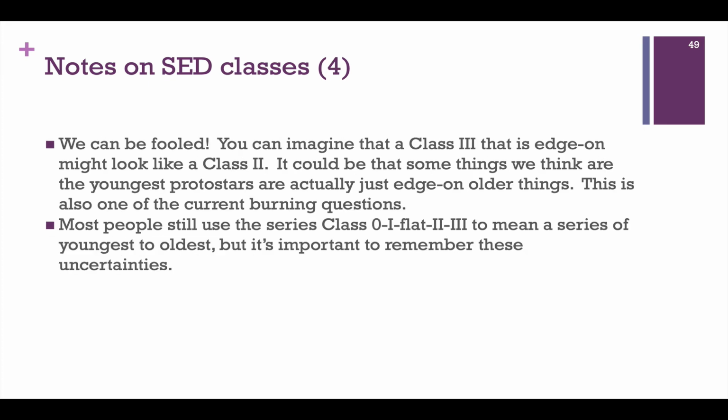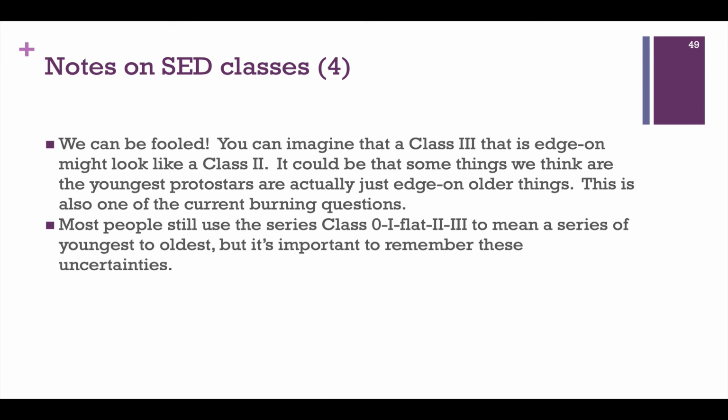And part of why we may be fooled with this is that imagine if we had here a class 3 star. So we have a star with a little bit of a dust disk. And we're going to rotate it so that it's edge on. And now we're looking at the star through the disk. We might be fooled into thinking it's a class 2. So the inclination might matter. Some things we think are the youngest protostars may be just edge on older things. We don't know yet. We're trying to figure that out.